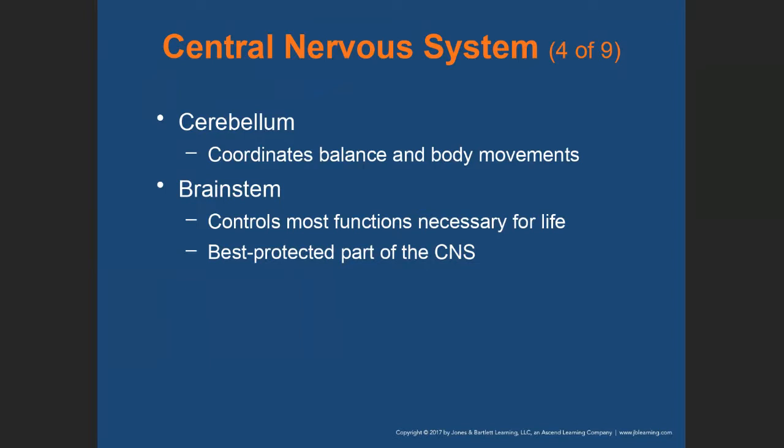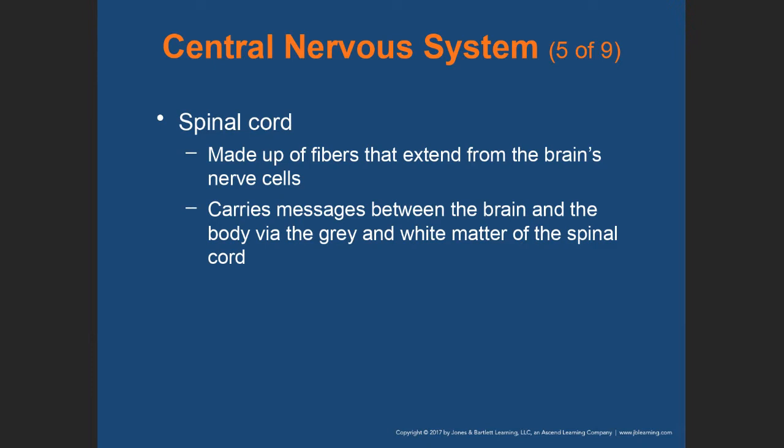The cerebellum: the B and L in cerebellum, we use that to remember balance and coordinated movement. That's what the cerebellum is responsible for. It is sometimes referred to as the midbrain. Then you have the brainstem, which controls most functions necessary for life. It's the best protected part of the CNS, the most well protected area of the central nervous system. The spinal cord is the connection between the brain and the rest of the body.